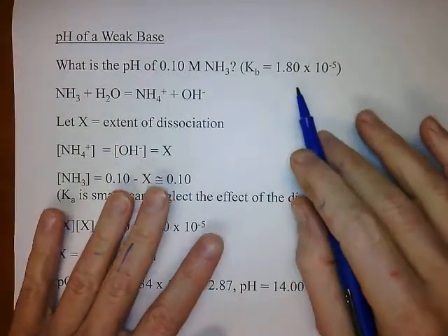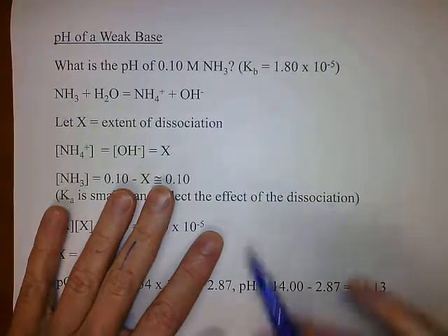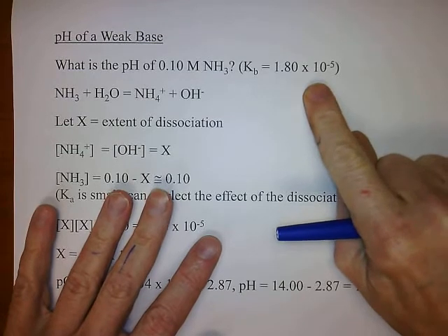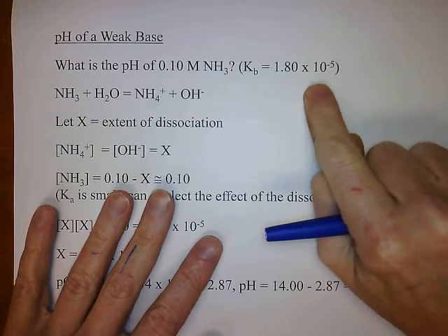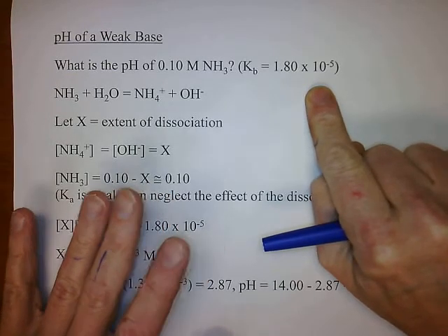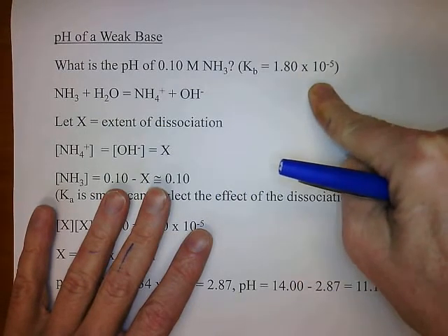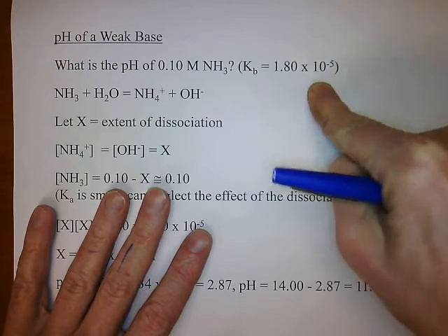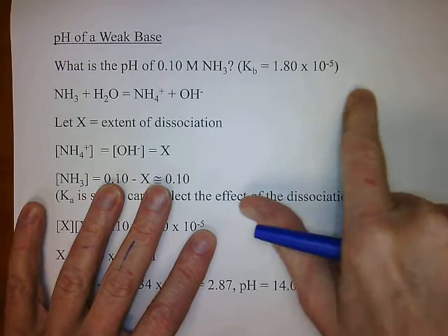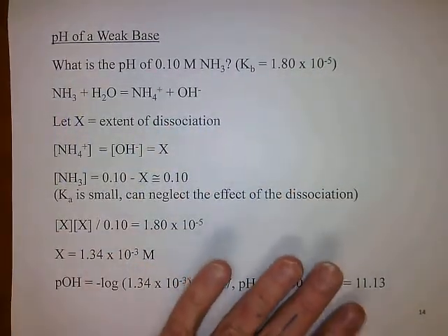So Kb, if you look up the dissociation constant for ammonia, is 1.8 times 10 to the minus 5. And by the way, it's a total coincidence that it happens to be the same as the Ka for acetic acid. You're talking about two very different chemicals with two different reactions taking place. One's an acid, one is a base. So it's a coincidence that it's the same number. Anyway, let's start out with our reaction.